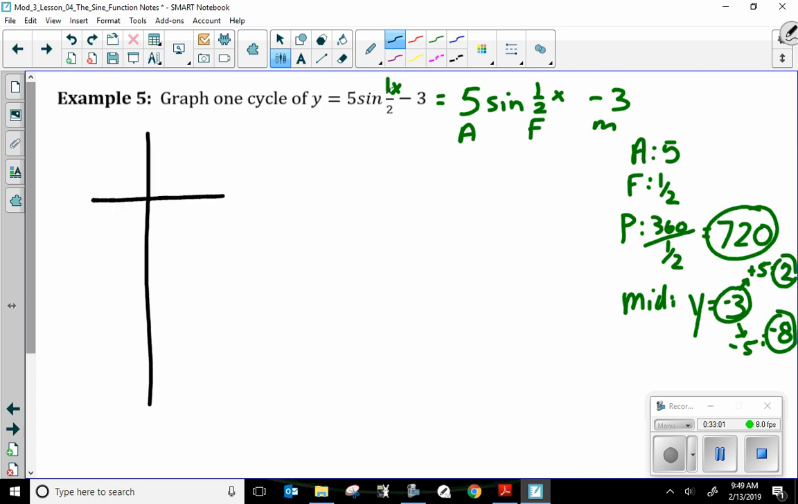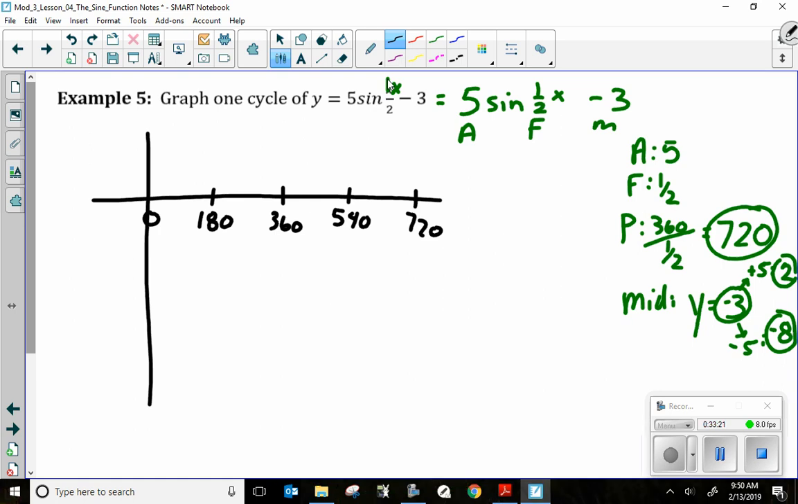So let's do this. I'm going to put this up here because I need to go further down to -8, then up. 720 degrees, that's how long one cycle is. Half of that, 360. Half of that, 180. 180 and 360, believe it or not, it's 540. And here's 0. Now my midline, -1, -2, is at -3, -4, -5, -6, -7, -8. That's my lowest point. And 1, 2, that's my highest point. Okay, I just did this: midline, lowest point, highest point.